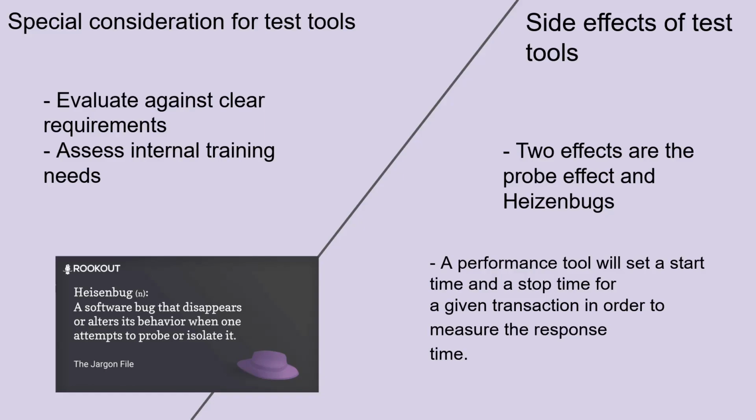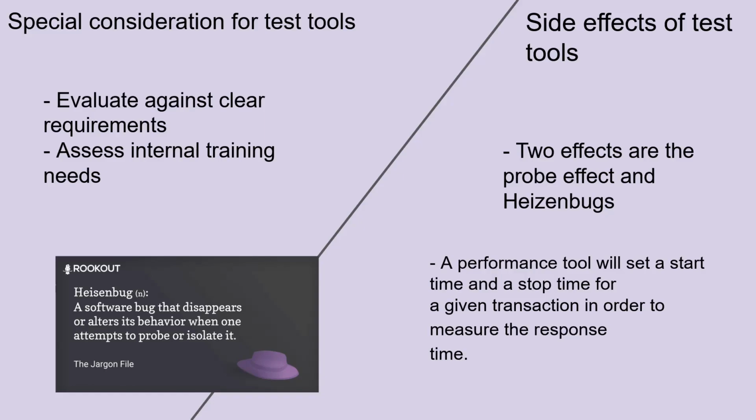Side effects. The adoption of testing tools in software development and quality assurance processes brings numerous benefits such as increased efficiency, improved accuracy, and better coverage. However, like any technology integration, there are potential side effects or unintended consequences that organizations should be aware of when deploying testing tools. The probe effect and Heisenbugs are two notable phenomena in the realm of software testing and debugging that can significantly impact the process and outcomes. Both are related to the unintended consequences that arise when testing and monitoring systems.